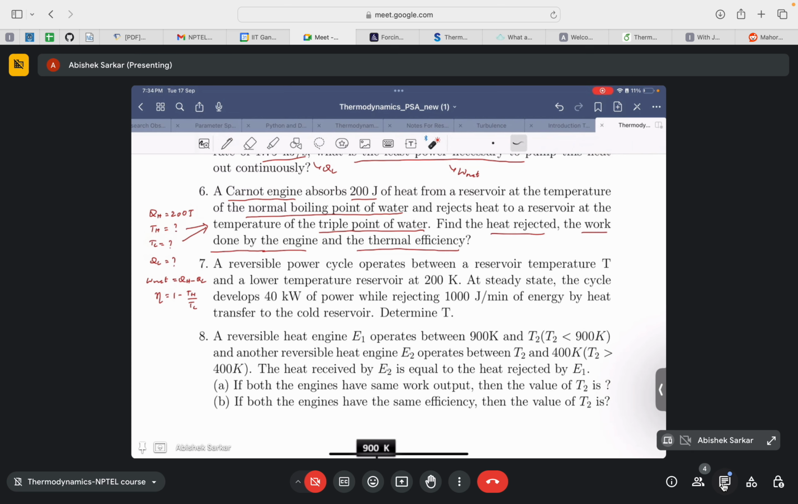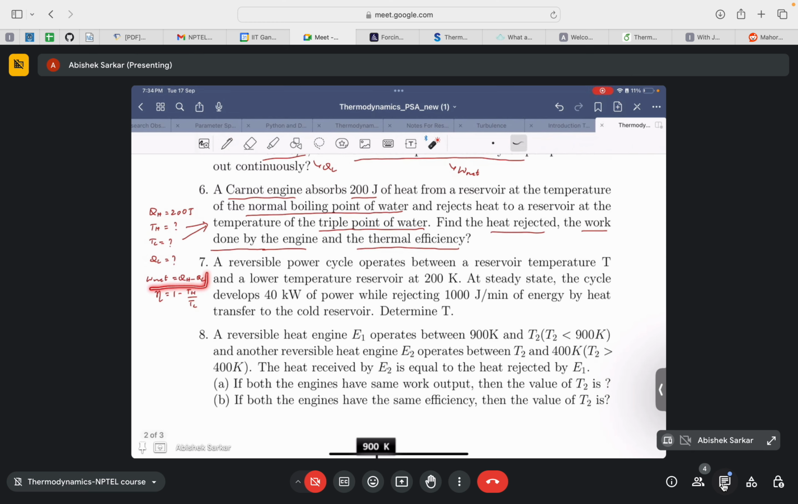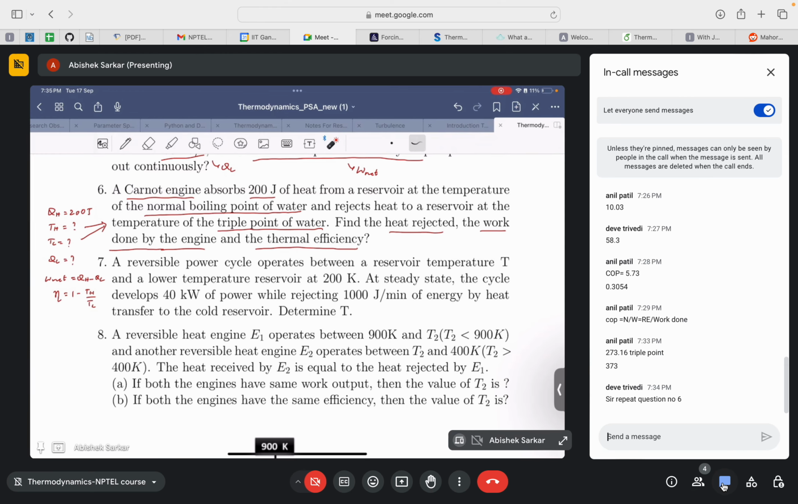So you need to find the heat rejected, QL, the net work interaction, W net, which, as I already told, would be QH minus QL since it is operating in a cycle, and the thermal efficiency eta. And eta can be given as 1 minus TL by TH, because it is a Carnot engine, which is a reversible heat engine. I hope the question is clear.